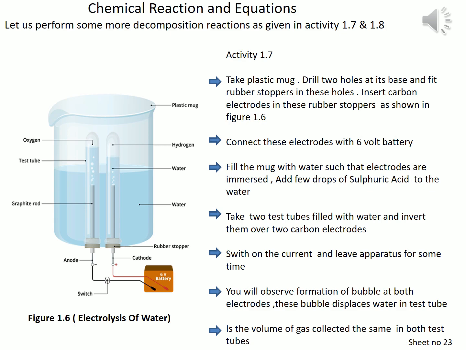Now let us see further activity. Activity 1.7. Take a plastic mug. This is a big plastic mug. Drill 2 holes at its base and fit rubber stoppers in these holes. These are the two bottom drill holes, and we have fitted rubber stoppers like this. Insert a carbon electrode in each rubber stopper. These are the two carbon electrodes we have fitted like this.